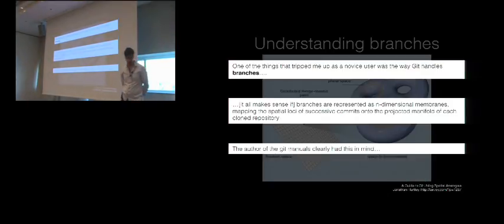And it apparently all makes sense if you think of branches as n-dimensional membranes mapping the spatial loci of successive commits onto the projected manifold of each clone repo. All right. So maybe this explanation of branches makes sense to some of you. But for the rest, I'm going to give an alternate explanation of how branching works, which is an explanation you can find in popular Git references or books.